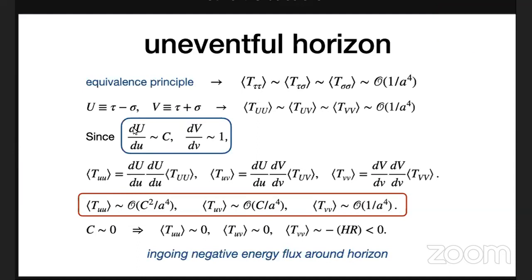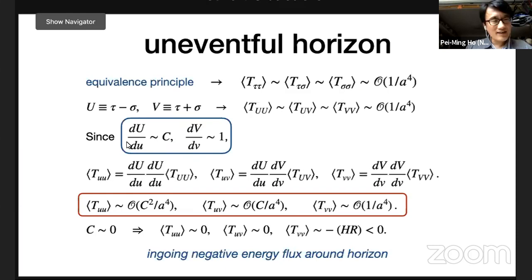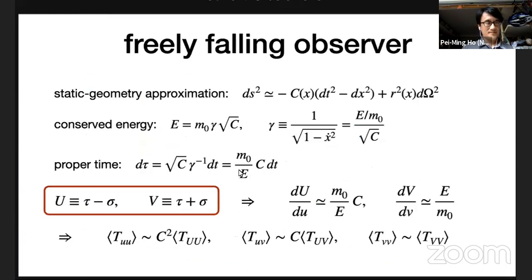Of course, behind the horizon, these equations would not be valid, because little u and little v do not cover behind the event horizon. So these equations are valid only outside the event horizon, but inside the trapping horizon as well. Other questions?